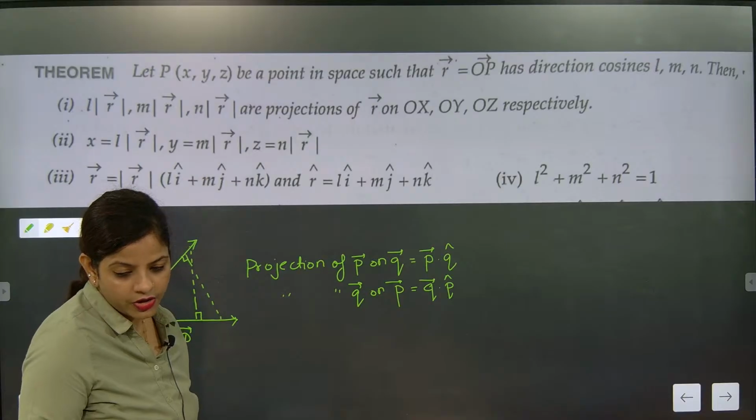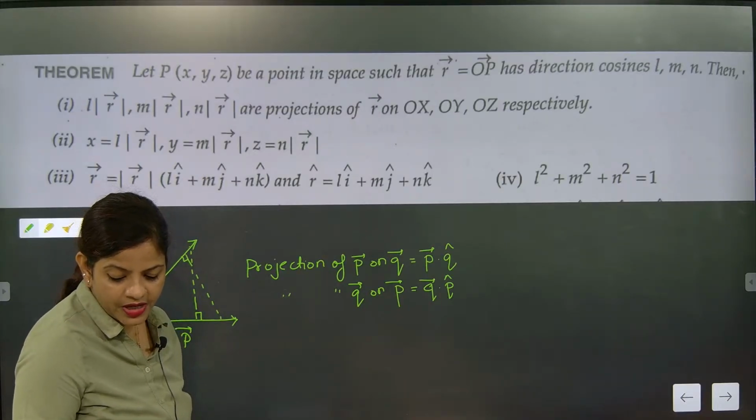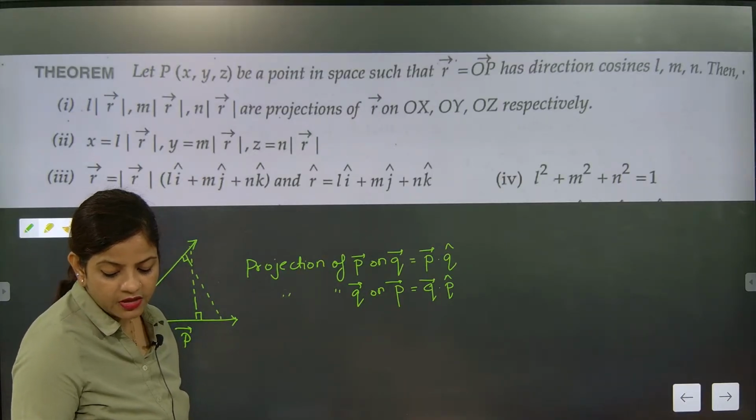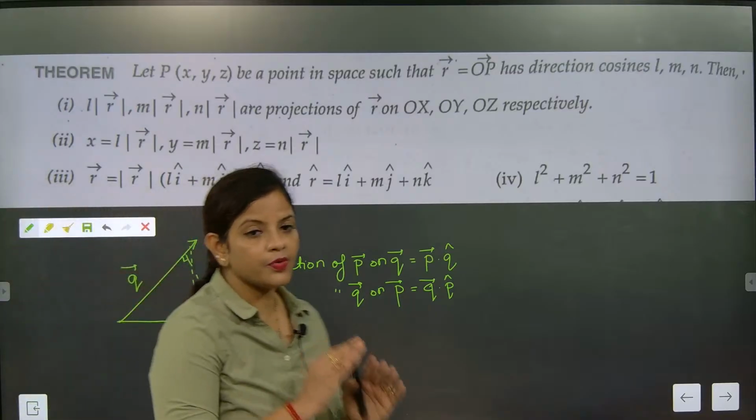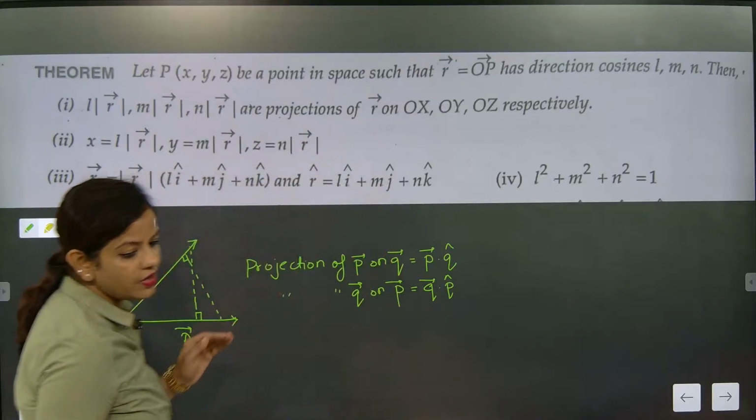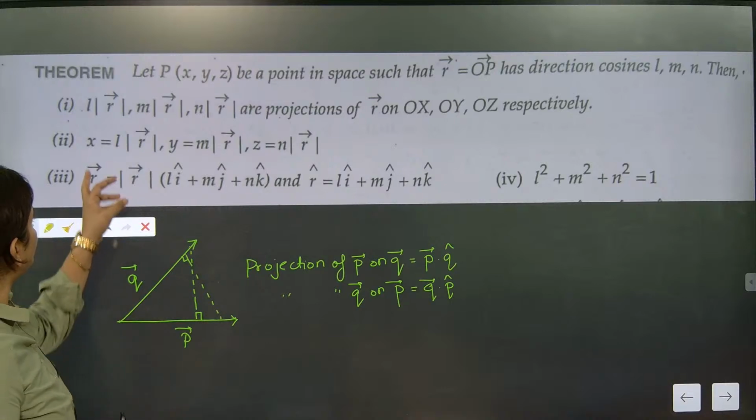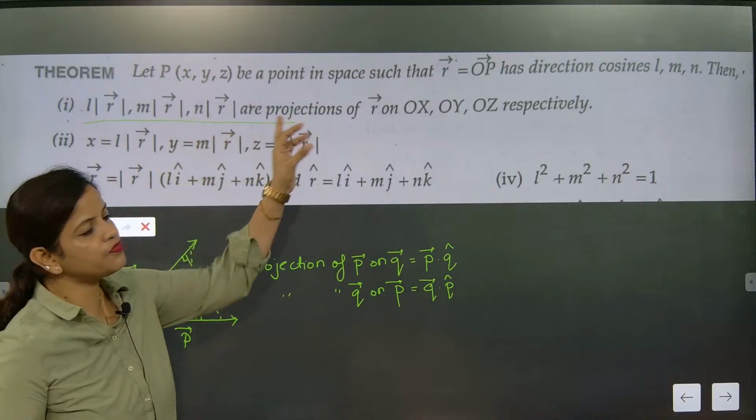P vector on Q and Q vector on P. This is considered as what, beta? This is considered as projection. What is it considered as, beta? Projection. Understood? So where will we use the projection? We will use the projection here in these formulas.